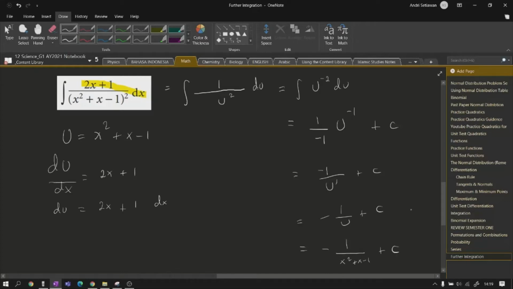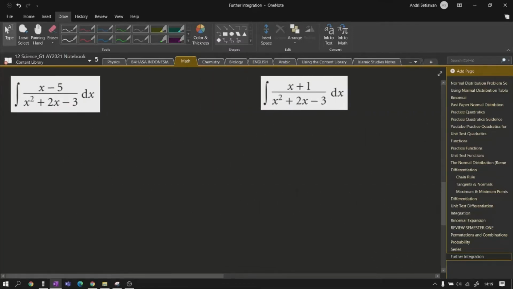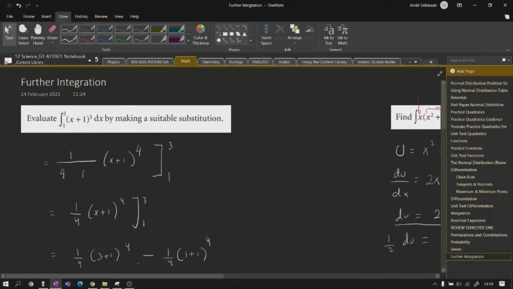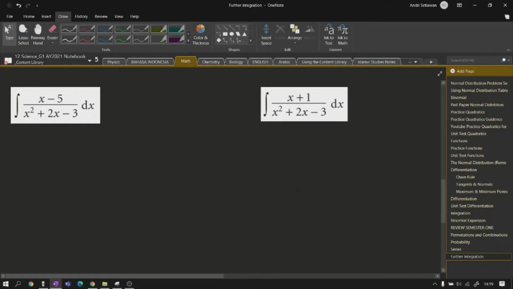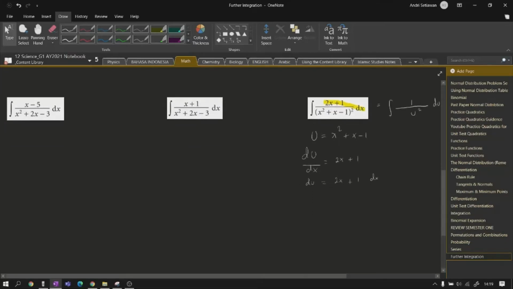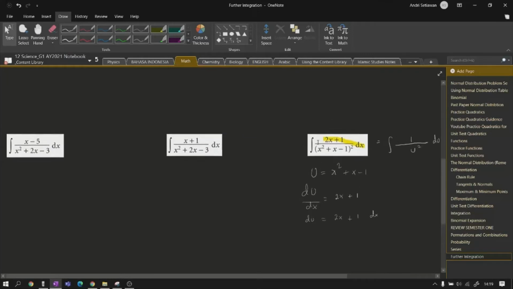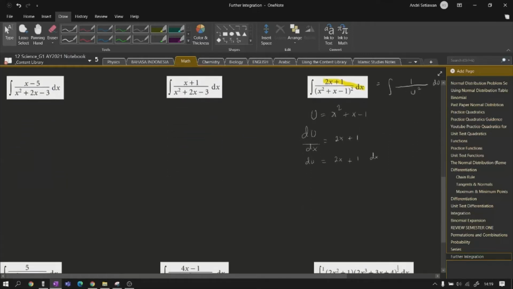Okay, this is part 1 of the concept of further integration. After this, I will give you examples where the substitution method can be used to solve the equation. Not every equation can be solved with substitution; several equations cannot be solved by the substitution technique.